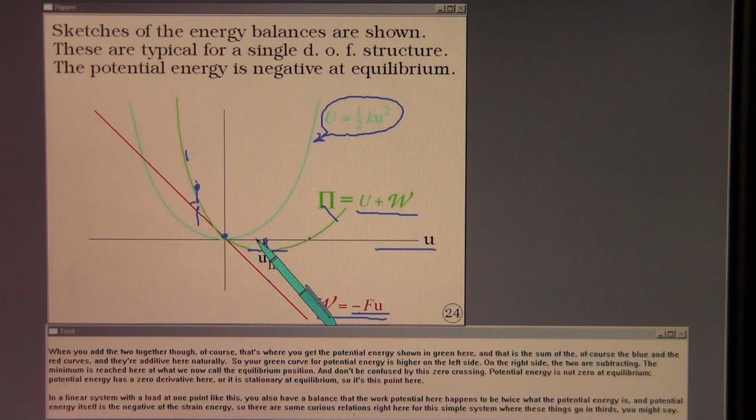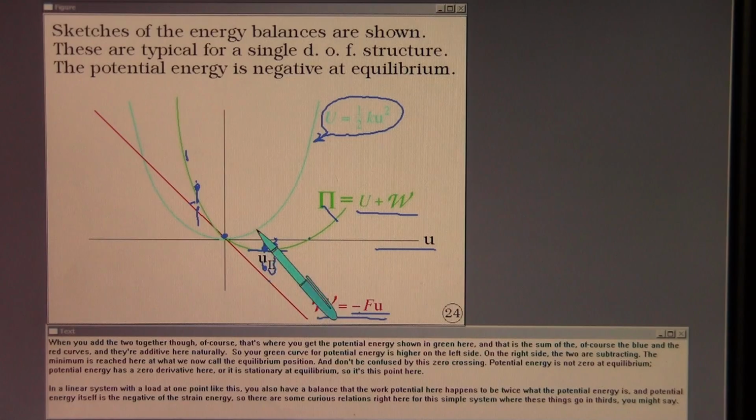In a linear system with a load at one point like this, you also have a balance that the work potential here happens to be twice what the potential energy is. And the potential energy itself is a negative of the strain energy. So there are some curious relations right here for this simple system where these things go in thirds, you might say.